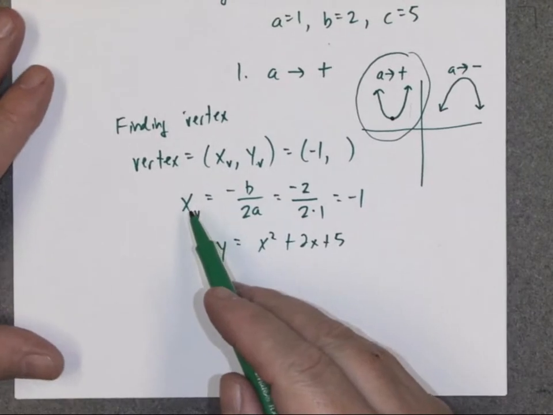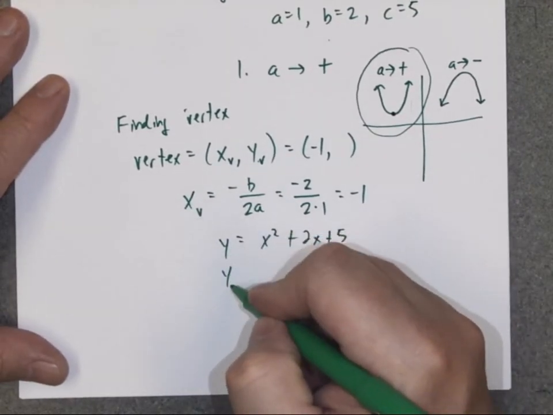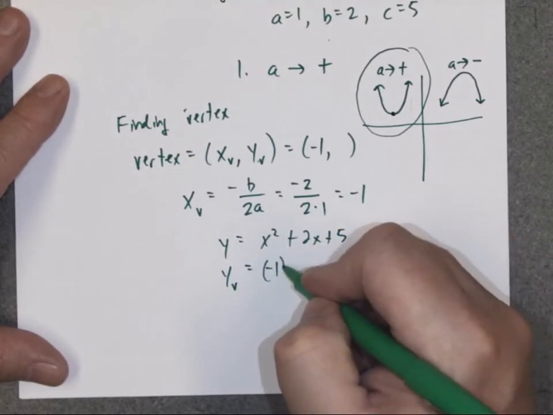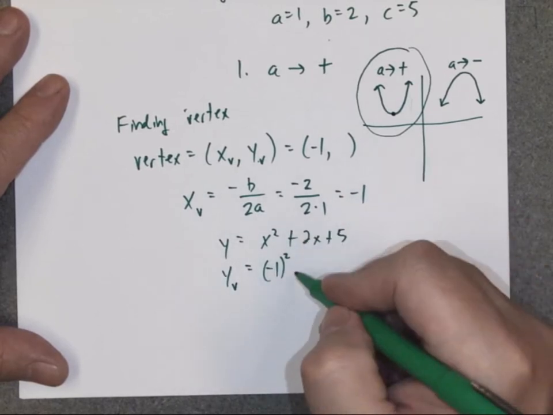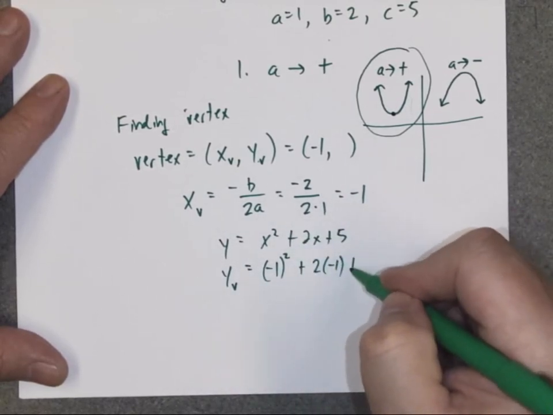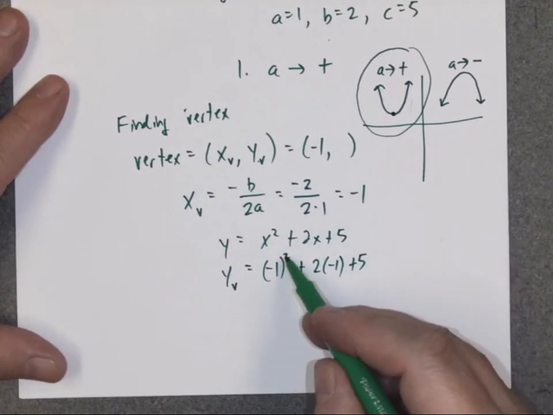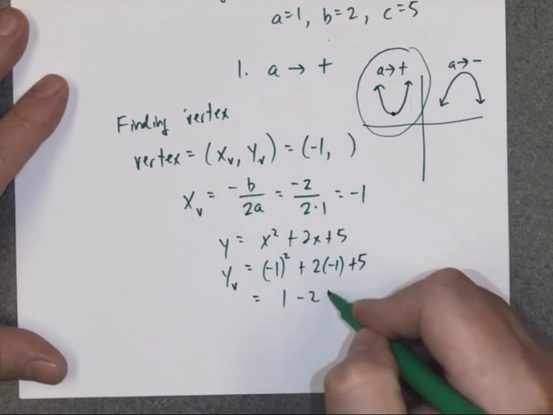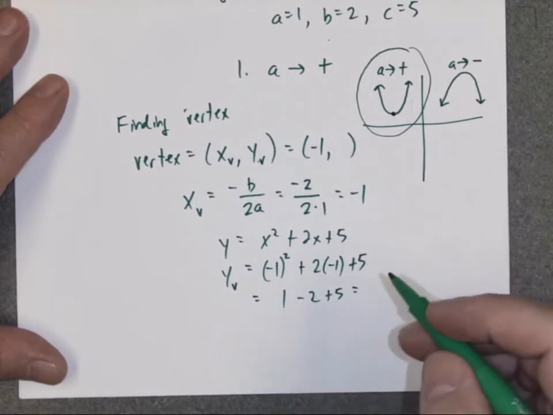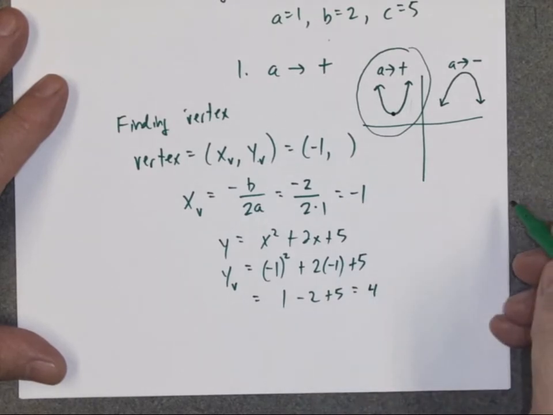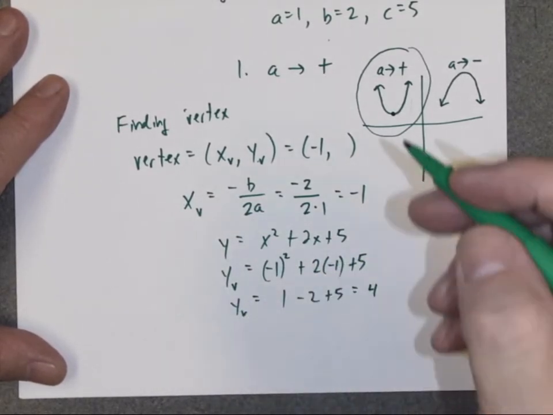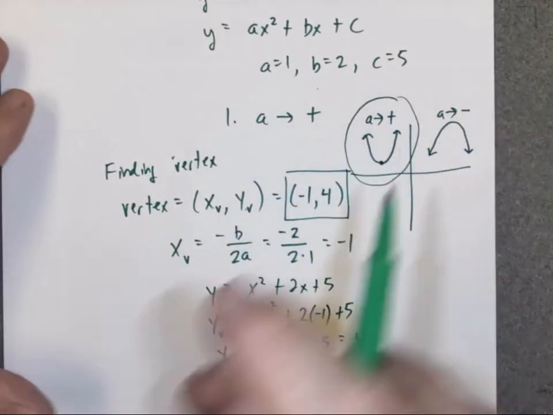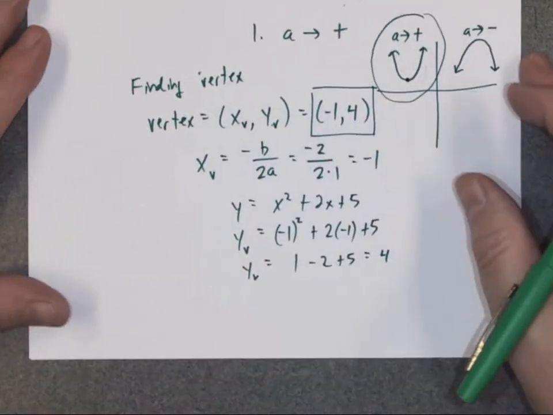Since I found the x of the vertex to be negative 1, what I'm in a sense doing is finding the y of the vertex by plugging negative 1 into x of the equation. Negative 1 squared plus 2 times negative 1 plus 5. This is 1 minus 2 plus 5. I believe it's 4. So the y of the vertex is 4. So my vertex, I've just discovered, is negative 1, 4.